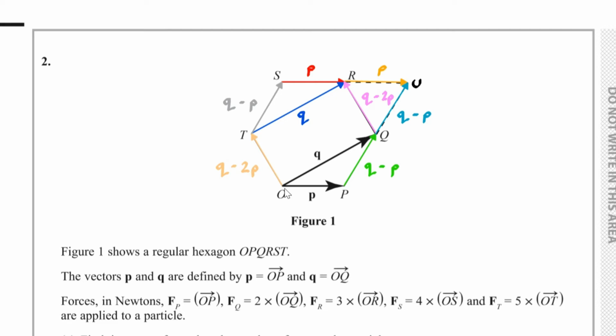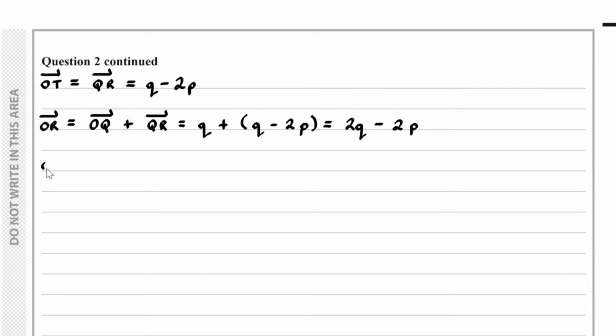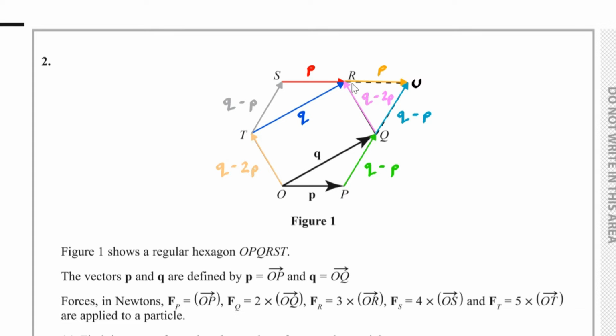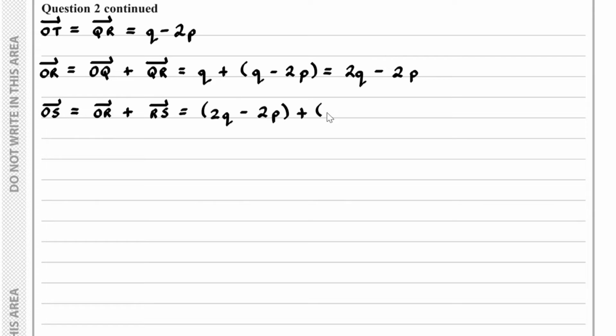And now we can find out what the vector OS is by going from O to R and then R to S. So the vector OS is equal to the vector O to R and then R to S. So we've got the vector O to R, which is 2Q minus 2P, and then we've got the vector RS, and if we go back to the diagram we can see that RS is negative P. And now if we simplify all this, we can see the vector OS is equal to 2Q subtract 3P.